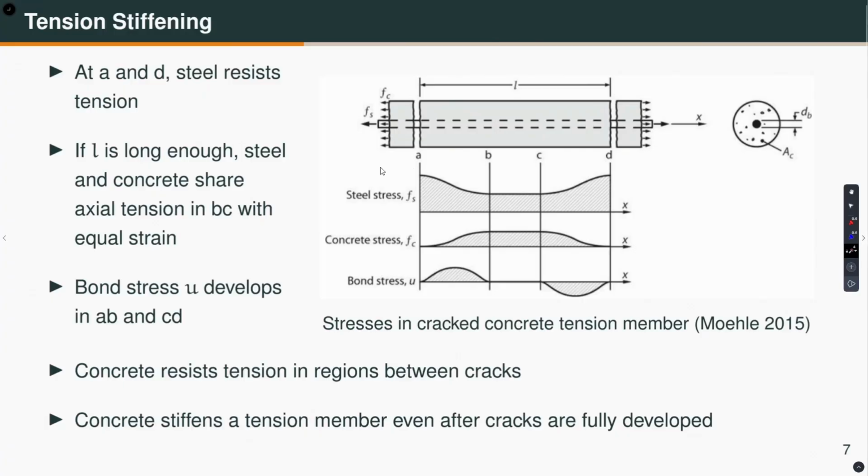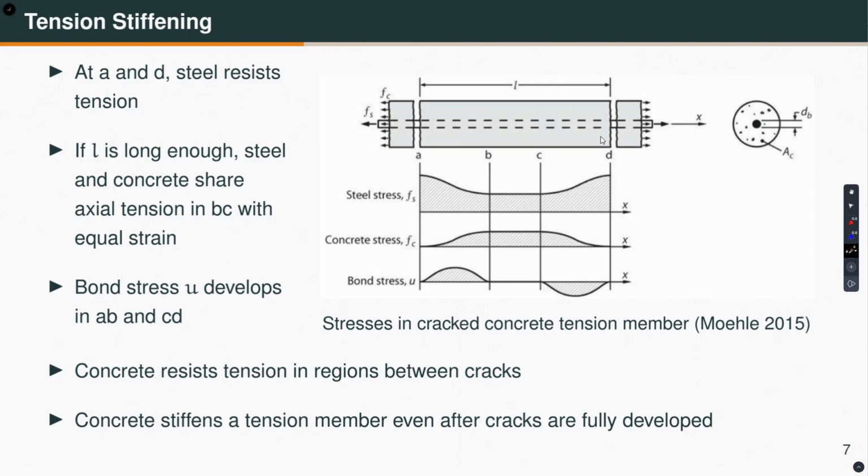So, this is what is shown here. Let us say there is a crack here and there is another crack here. So, at A and D the concrete has cracked, and I think you will agree with me that when I pull this, there will be many cracks appearing along the length of the member. So, let us consider one such crack at A, one such crack at D. At these two locations, steel is basically resisting the entire tension.